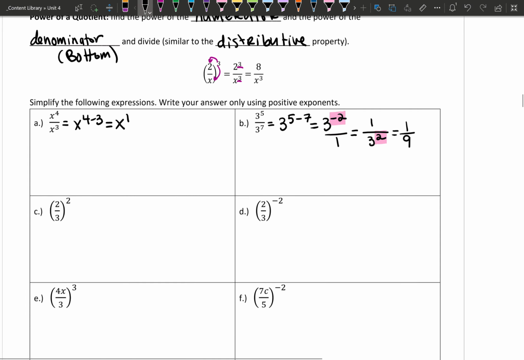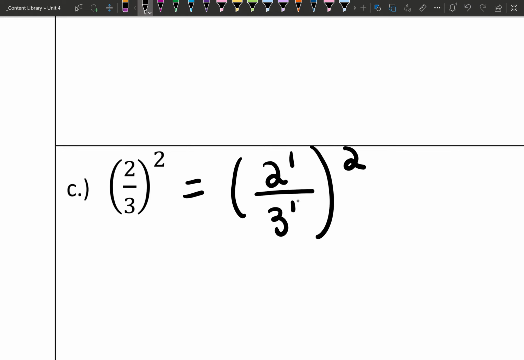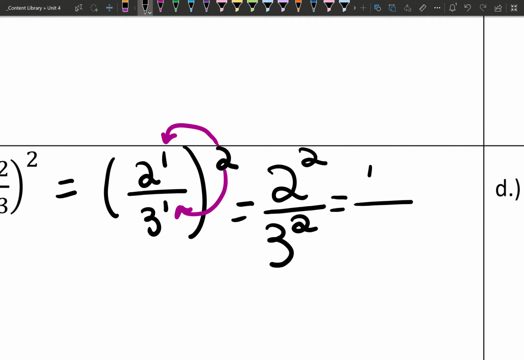Letter C. There is the power of a quotient. And it's going to look like I'm doing distributive, but I'm not. Quick reminder that this is actually 2 to the 1st, 3 to the 1st. We're going to multiply these powers by 2. 2 to the power of, 1 times 2 is 2, so we get 2 to the power of 2. Then we have 3. 1 times 2 is 2. 2 to the power of 2 is 4. 3 to the power of 2 is 9. So our answer is 4 over 9.